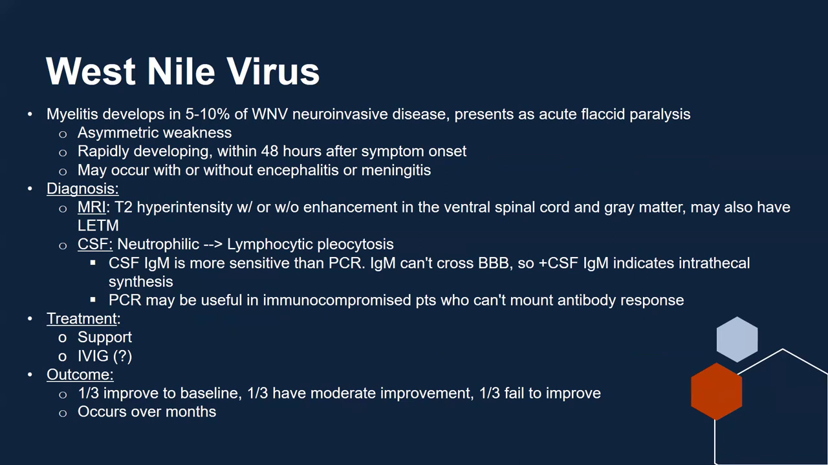Of the patients that have neuroinvasive disease, about 5 to 10% of them will have the acute flaccid paralysis. These patients have asymmetric weakness that typically develops over 48 hours, and it can occur with encephalitis or a meningitis. On spinal imaging, there may be T2 hyperintensities of the ventral spinal cord and gray matter, or there may be a longitudinally extensive transverse myelitis.